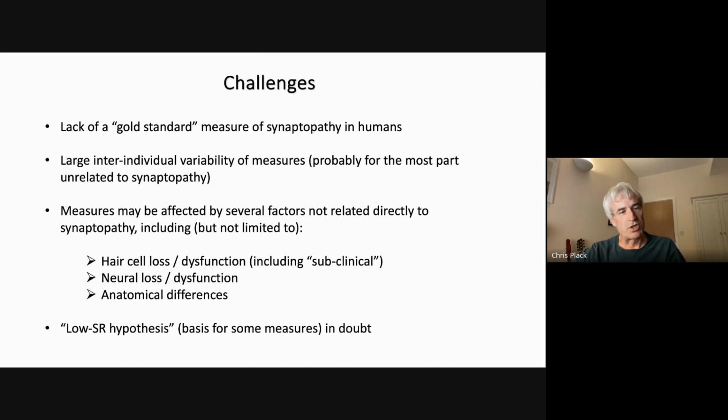There's some data from Phil Joris's lab that suggests spontaneous rate and threshold don't group together in the same way as they do in animals. So the idea of the low SR hypothesis is that the high threshold fibers are ones that are affected. You expect things to be worse at high levels. It gives you a nice differential measure of synaptopathy by looking at growth rates or effects that happen at high levels rather than low levels. But this is now casting a little bit of doubt, which of course creates problems to tease apart the effects of synaptopathy from, say, hair cell loss or other neural dysfunction.